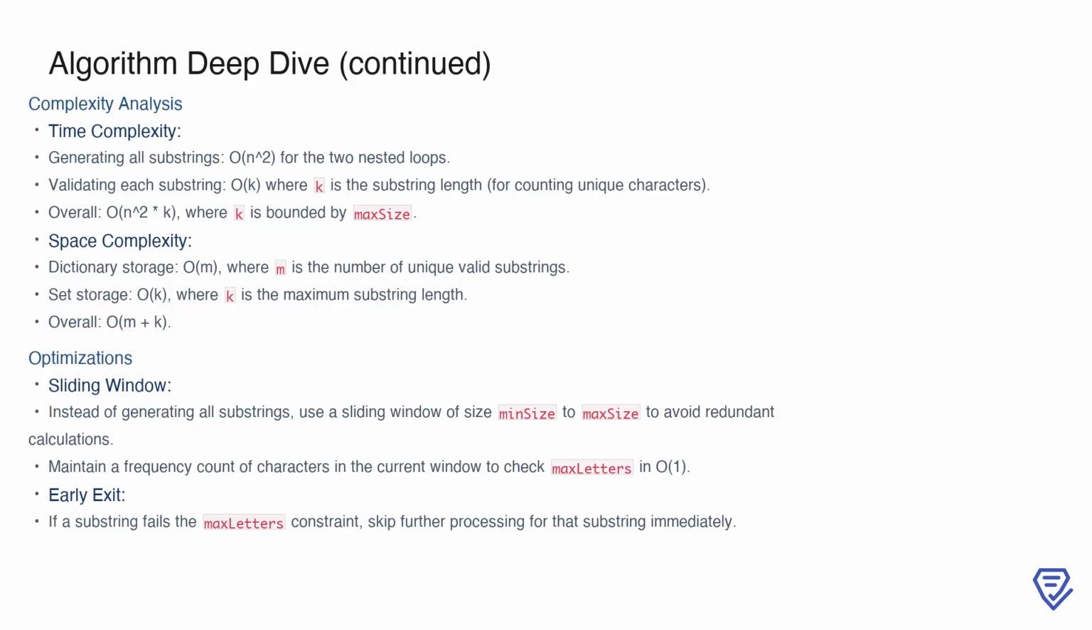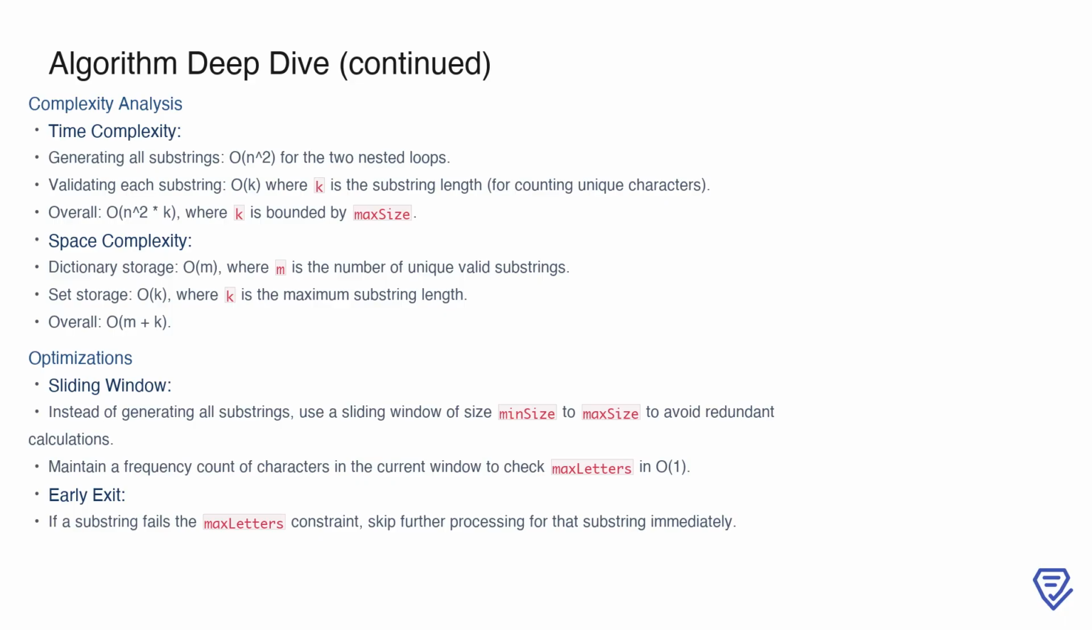As for space complexity, storing the frequencies of unique substrings in a dictionary requires O(m) space, where m is the number of unique valid substrings. The set used for validation requires O(k) space, leading to an overall space complexity of O(m plus k).